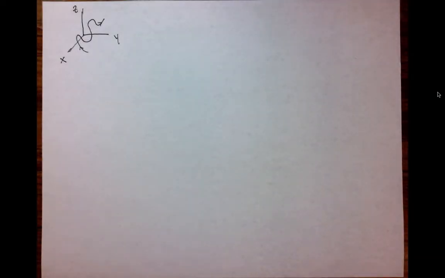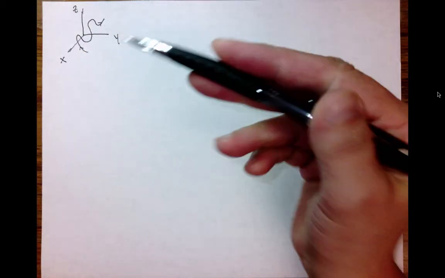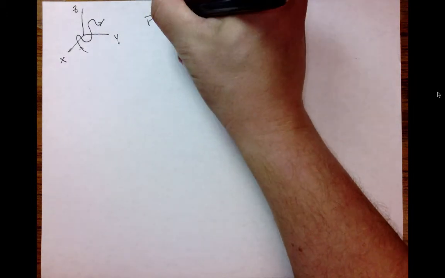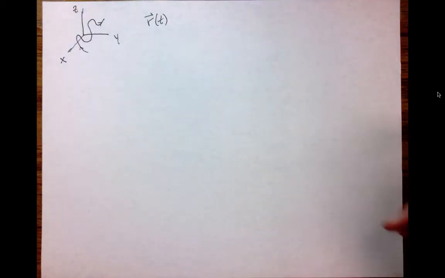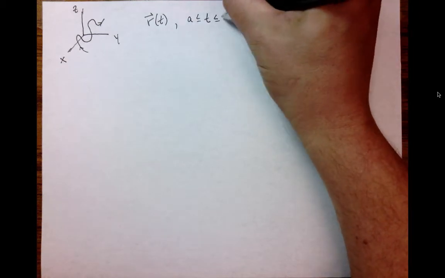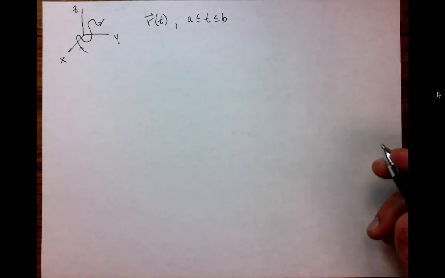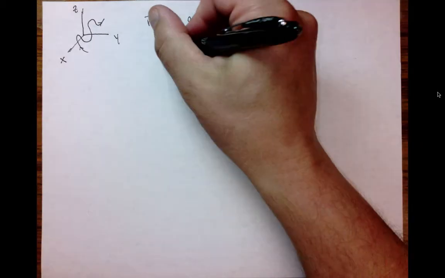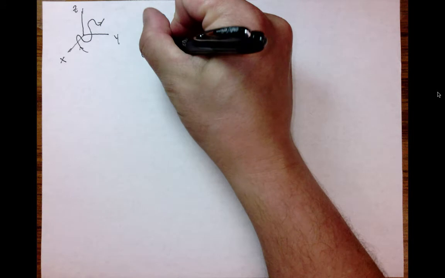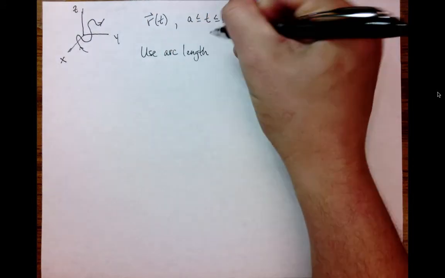Now we're going to define yet another kind of integral. In this case, the domain of integration is actually going to be a curve in space. So let's say that curve is given in the familiar way as a position as a function of t, where t ranges from a to b. So in order to do this, we're going to use arc length along the curve.